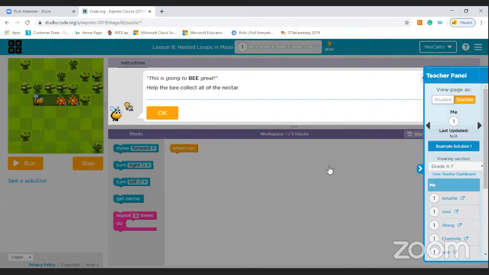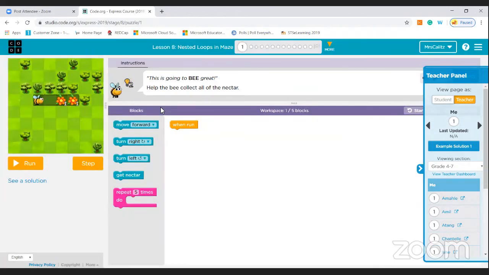Okay, this is going to be great. Help the bee collect the nectar. Okay, so this is going to be our last one. And we are starting with nested loops. So for tomorrow, actually, I need you to look at nested loops for me, because that's what we're going to do in the class. Let's carry on.